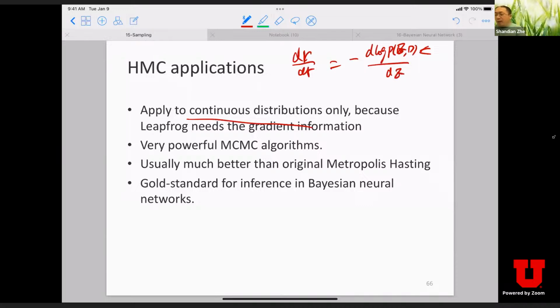So in general, it's a very powerful Markov Chain Monte Carlo sampling method, and usually much better than the ordinary Metropolis-Hastings algorithm. And for Bayesian neural networks, especially feed-forward neural networks, it is the gold standard if you want to do probabilistic inference.